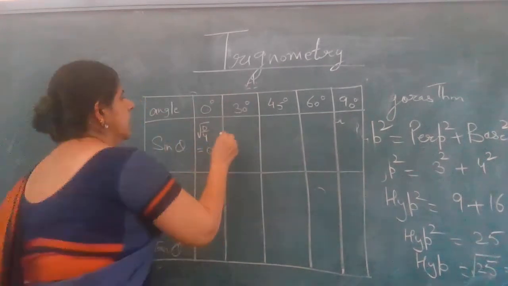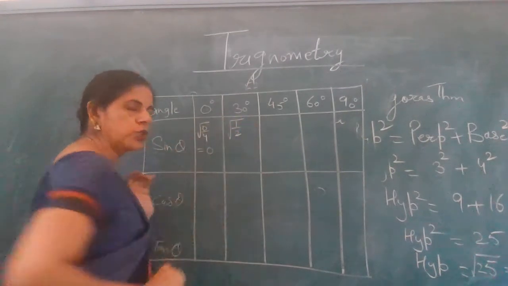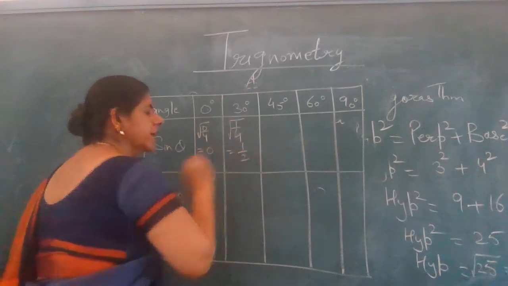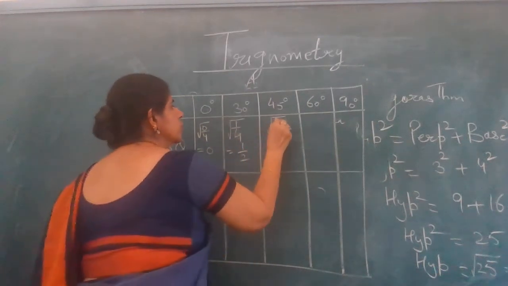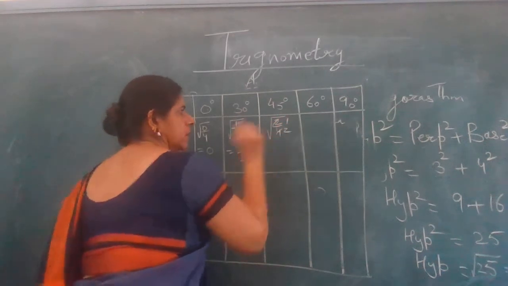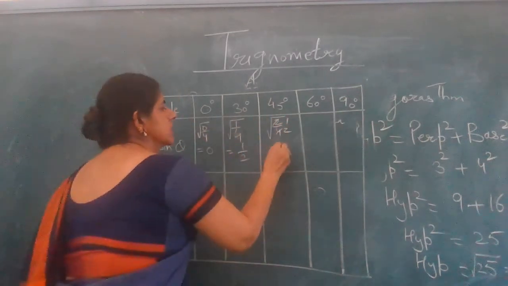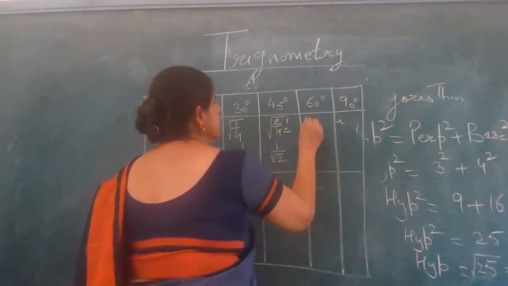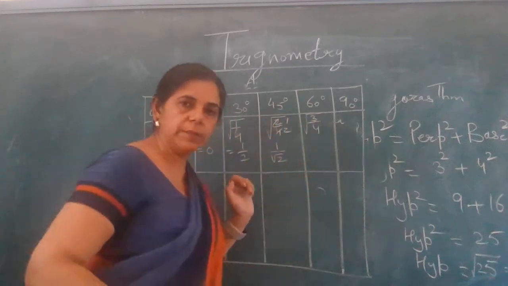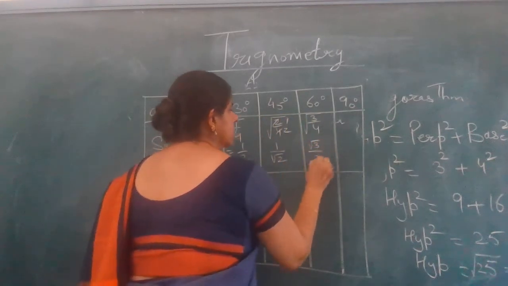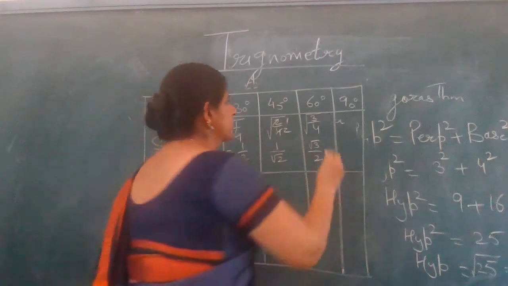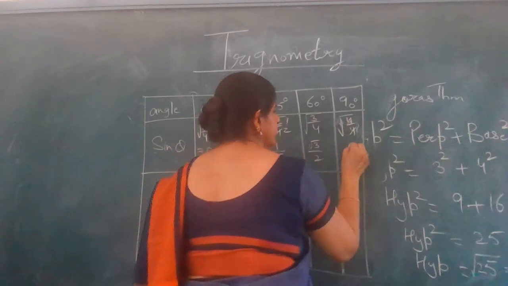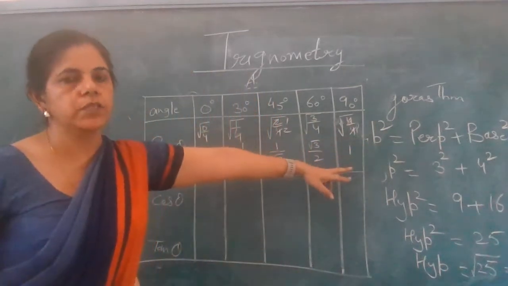Here for 30 degree we have root of 1 by 4, the answer is 1 by 2. Here we have root of 2 by 4. We cut inside and our answer is 1 by root 2. In the next one, 60 degree, we have root 3 by 4. So the value is root 3 by 2, and in the last we have this value as 1.